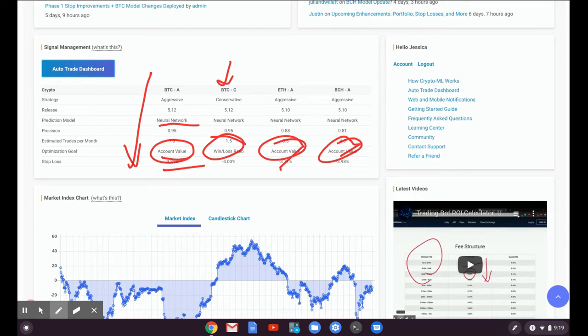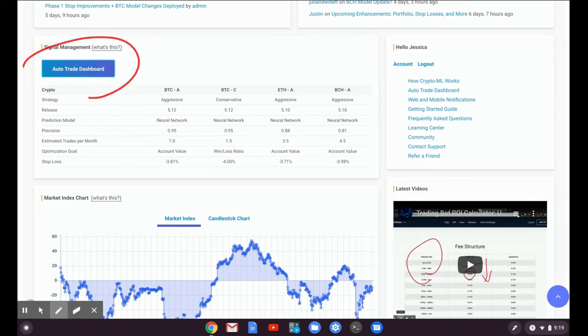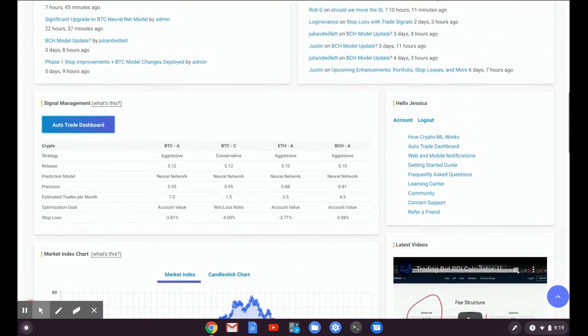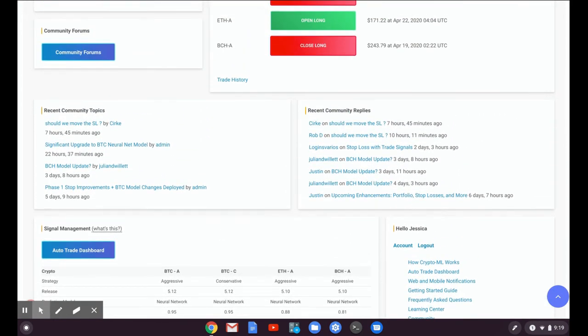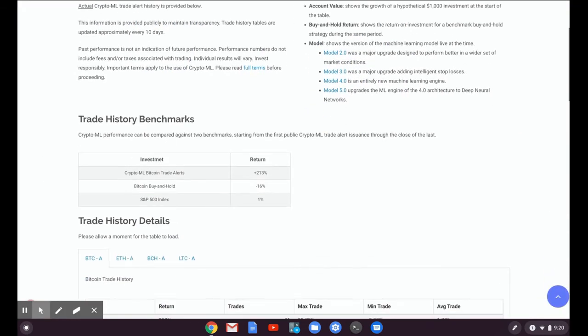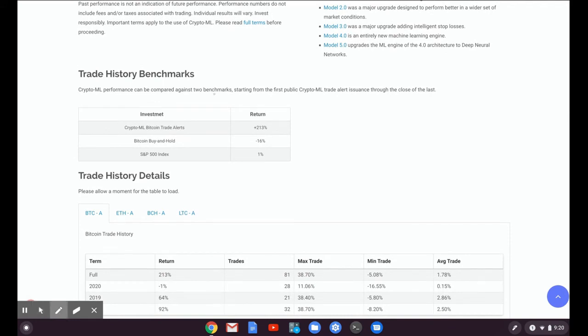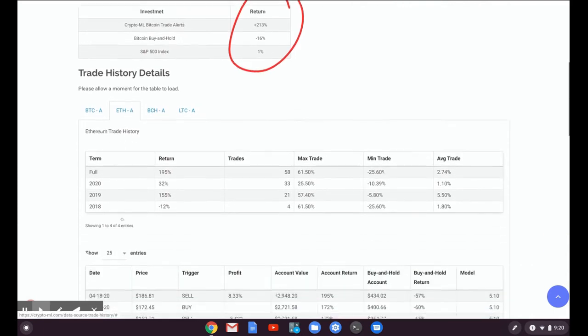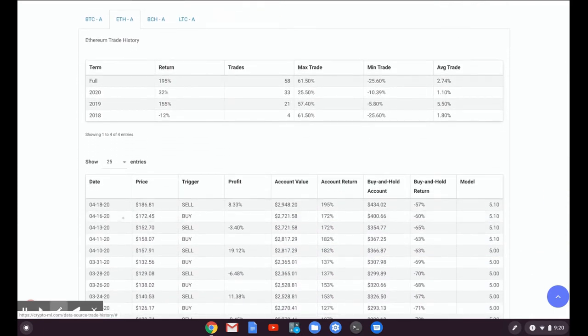You can also open your AutoTrade dashboard to configure integrated trading on your exchange. This allows Crypto ML to automatically execute trades on your behalf. Further, you can see exactly how our trades have done at crypto-ml.com/trade-history. We post this information publicly to maintain openness and accountability. It will also give you a feel for the frequency and types of trades you can expect. But most importantly, it shows the power of the trading system enabled by Crypto ML's machine learning technology.